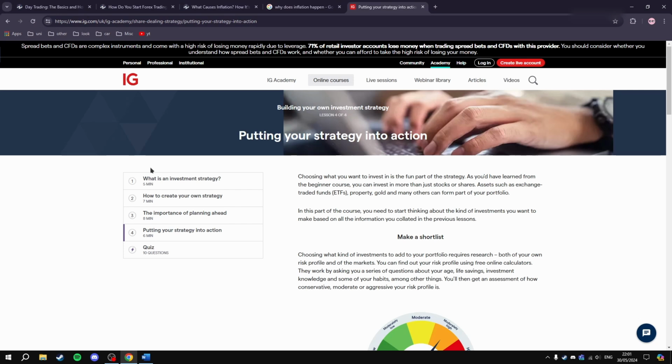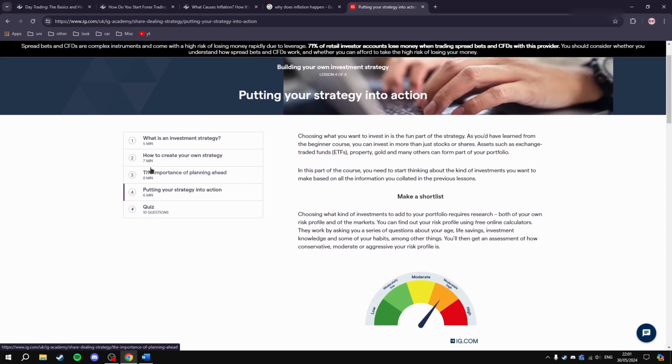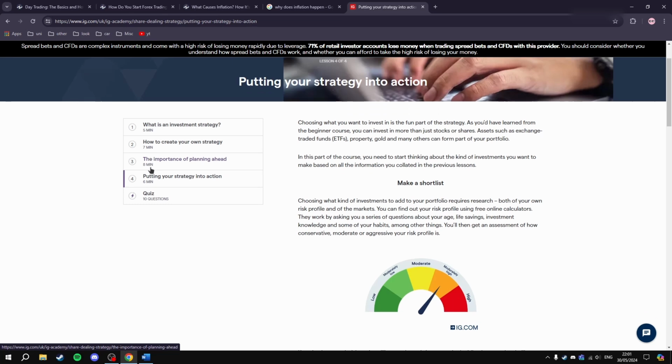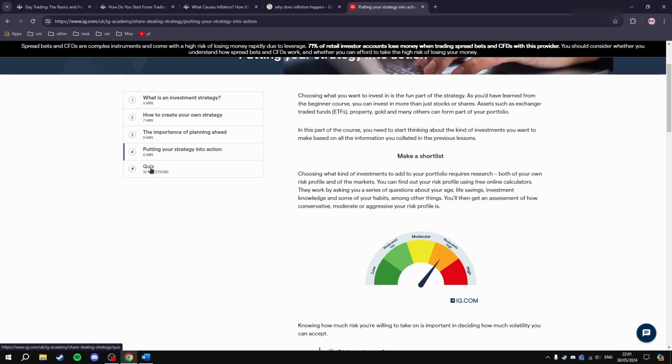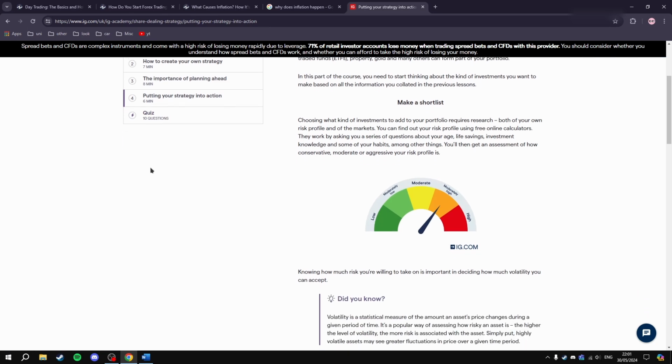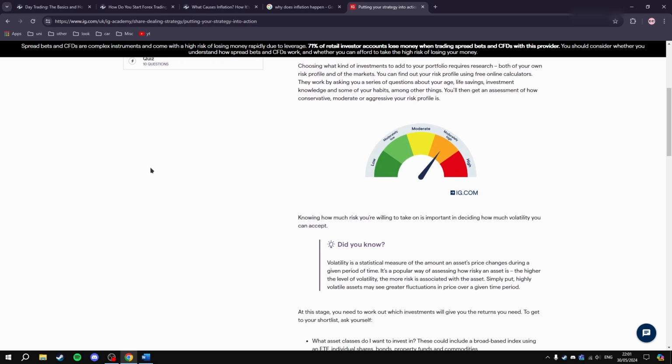So choosing what you want to invest in is the fun part of the strategy. As you have learned from the beginner course, you can invest in more than just stocks or shares. Assets such as exchange-traded funds, ETFs, property, gold and many others can form part of your portfolio. In this part of the course, you need to start thinking about the kind of investments you want to make based on all the information you collated in the previous lessons.